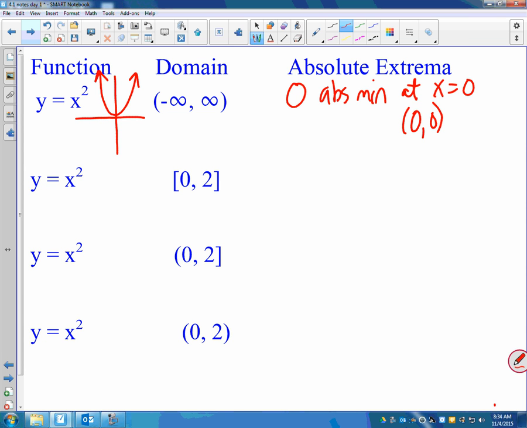Does this graph have an absolute maximum? Yes, infinity. No, infinity is not a number, right? So if it's infinity, we say it does not have an absolute maximum. So no max.